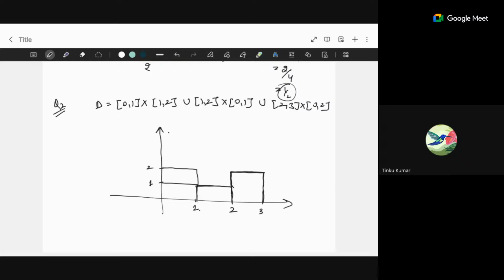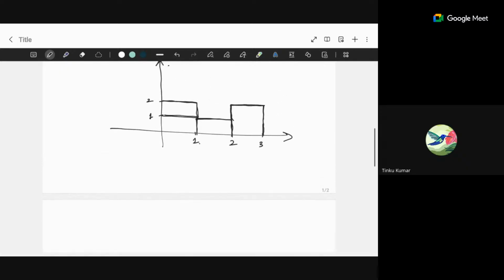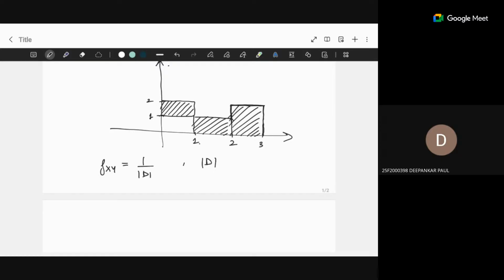Okay. Now can you find out? Just take your time. So I need to find out, first of all, what will be my joint PDF? Area of this, 1 by 4. Okay. Area of this plus this thing. Correct? 1 upon mod of D, and where my mod of D is actually what?